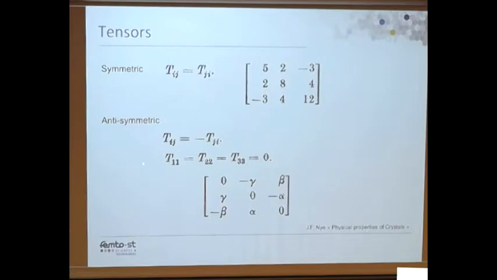So for antisymmetric, we have the component ij equal to minus ji. So it means that 1, 2 is equal to minus 2, 1, and so on. That's why the diagonal has to be 0, because if 1, 1 is equal to minus 1, 1, it has to be 0, because otherwise there is no sense.